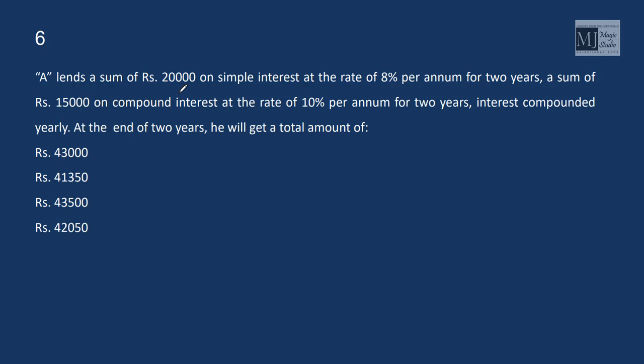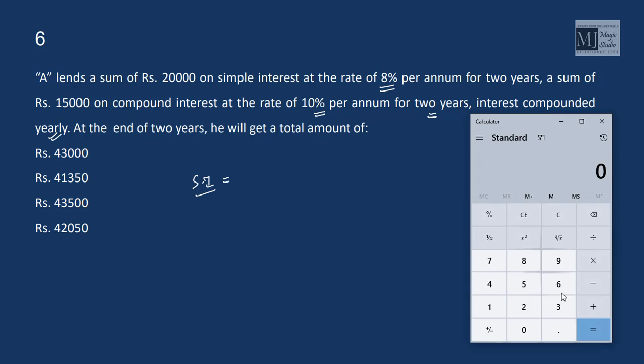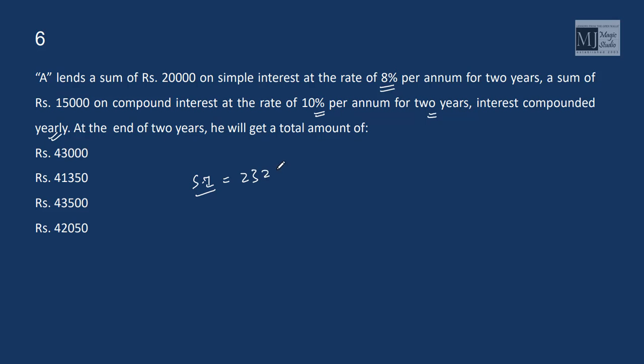A lends a sum of 20,000 on simple interest at a rate of 8% for 2 years and 15,000 on compound interest at a rate of 10% per annum for 2 years, interest compounded annually. At the end of 2 years, he will get the total amount. So from simple interest, he will get 20,000 into 8% into 2 years. That is 3200 plus 20,000, isn't it? So that would be 23,200.